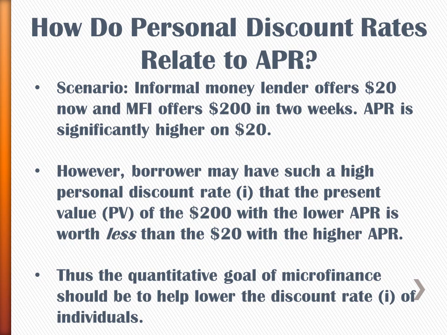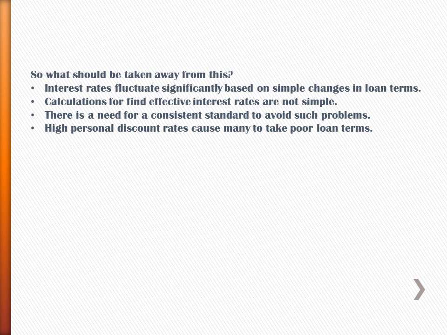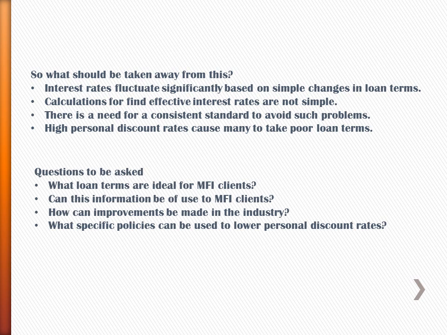Thus, the quantitative goal of microfinance should be to help lower the discount rate of individuals. So, what should be taken away from this? 1. Interest rates fluctuate significantly based on simple changes in loan terms. Calculations for finding effective interest rates are not simple. There is a need for a consistent standard to avoid such problems, and higher personal discount rates cause many to take poor loan terms. Questions to be asked.